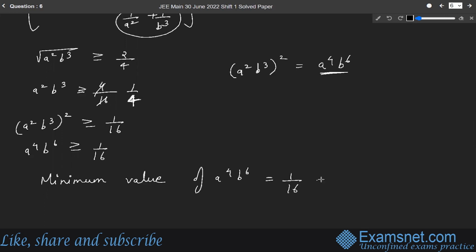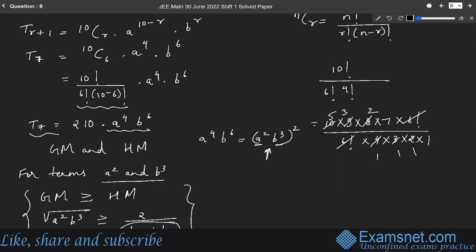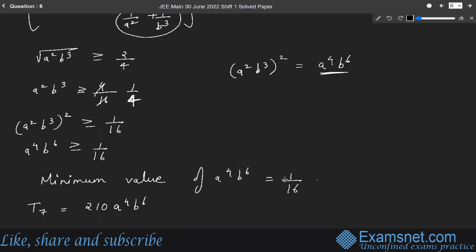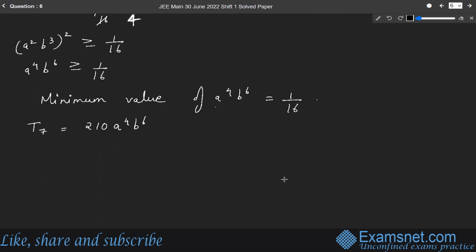And since we have to calculate the minimum value of the constant term, what is the constant general term? T7. We know that T7 is equal to 210 multiplied by a power 4 into b power 6. We have already calculated this value. So now we have to put the value of a power 4 into b power 6 in this expression. What is the minimum value of a power 4 into b power 6? It is 1 by 16.